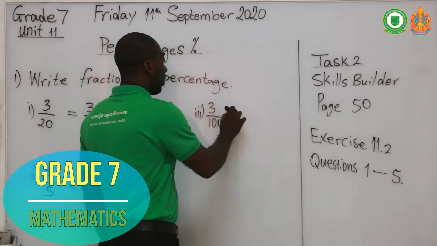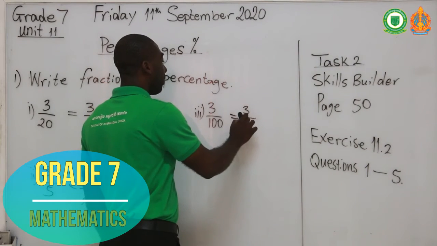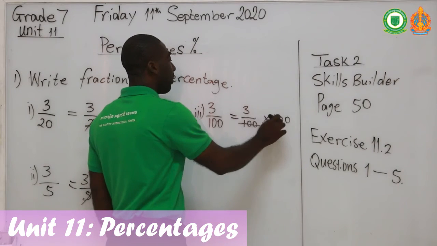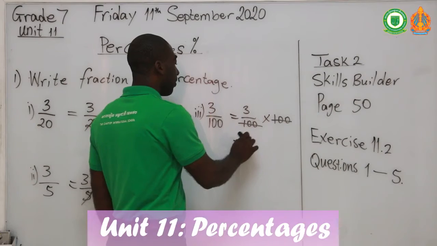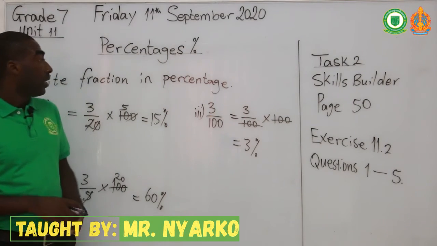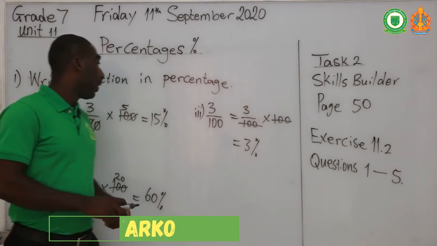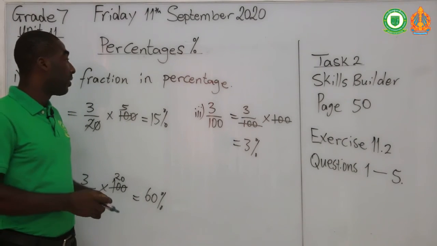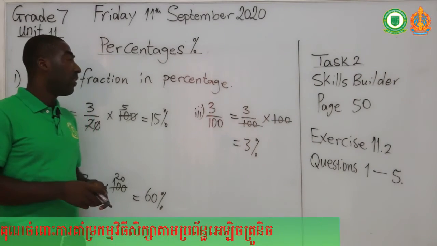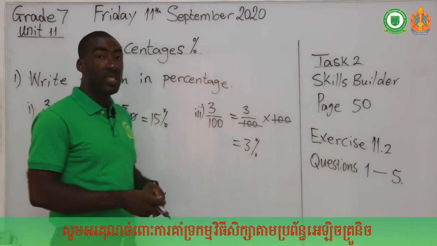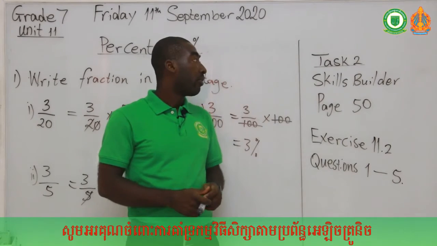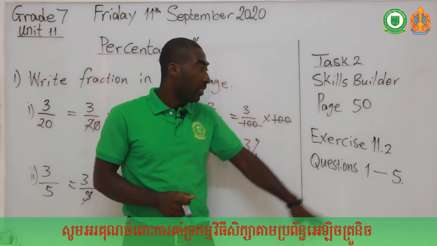Okay, so we have 3 over 100. So we multiply by 100. Don't be confused by the 100 under it already. So your final answer is going to give you 3%. Okay, so this is very simple, but sometimes you get confused along the line. So please take note of how it's being done so that it always becomes very easy for you to calculate your percentages, okay?